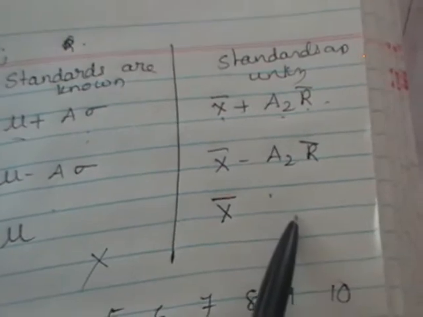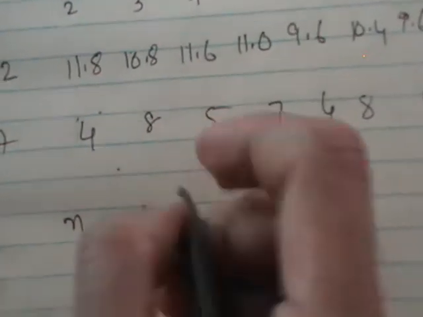You should go for case 2, where mu and sigma are unknown to you. You should calculate X bar, A2 is given to you, and R bar you need to calculate. What is n here? n is given as 5 here. Okay, how do you calculate?